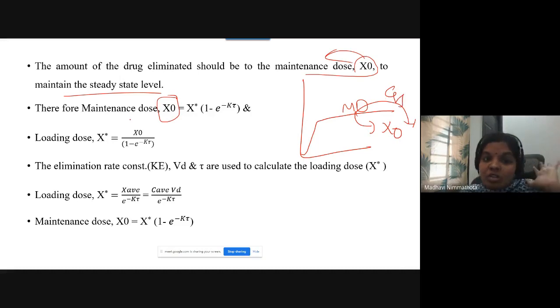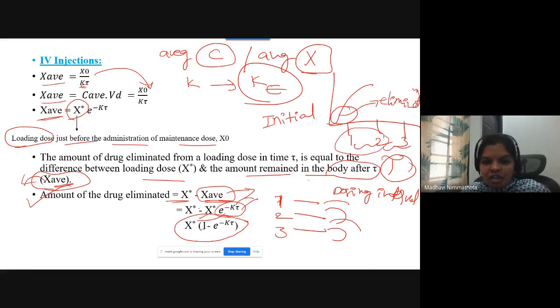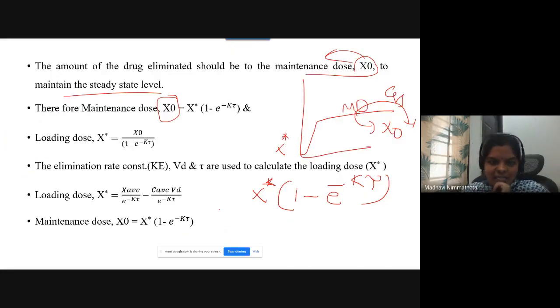This is common. So therefore, if you want to get your maintenance dose, first you have a loading dose, that is nothing but your X naught, which is multiplied with 1 minus e to the power of minus k tau. From where do we get this equation? From this equation: the amount of the drug eliminated is nothing but X star times 1 minus e to the power of minus kt. That amount of the drug is eliminated because of the maintenance dose. So that amount of the drug eliminated is nothing but your maintenance dose.